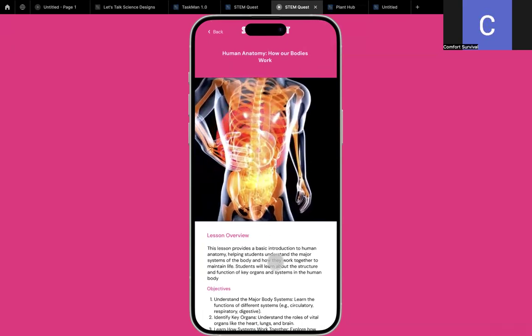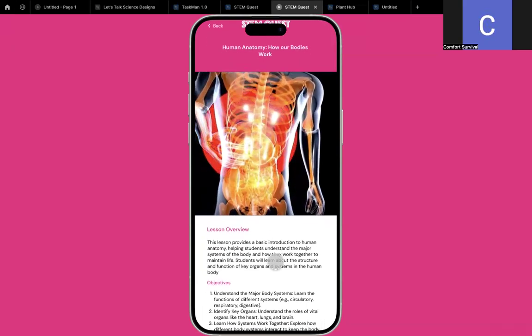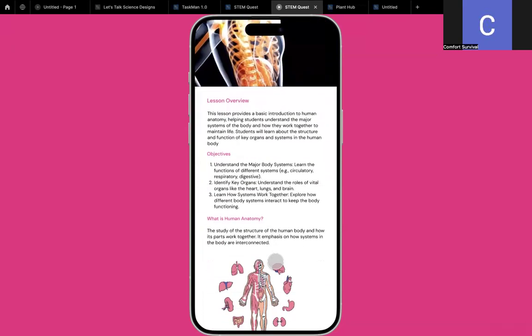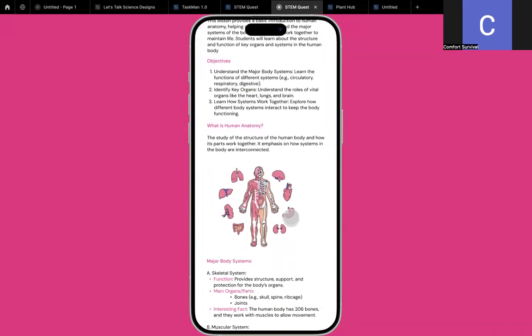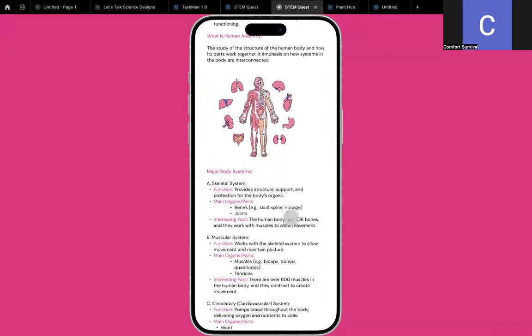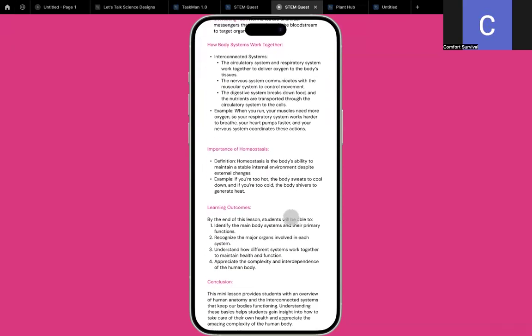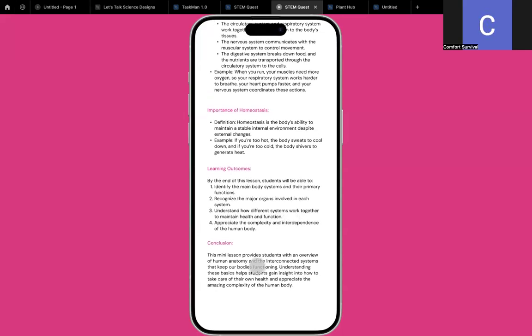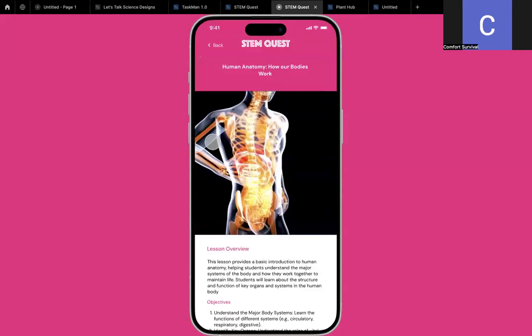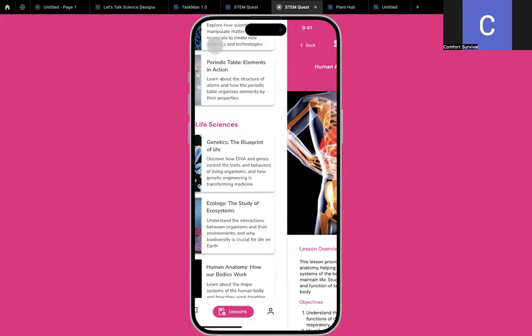Yeah, so again, similarly, we have human anatomy and how the body works. We have objectives for learning, and we go over what human anatomy is and the major body systems. We also go over learning outcomes and the conclusion, and what students aim to learn from this lesson.